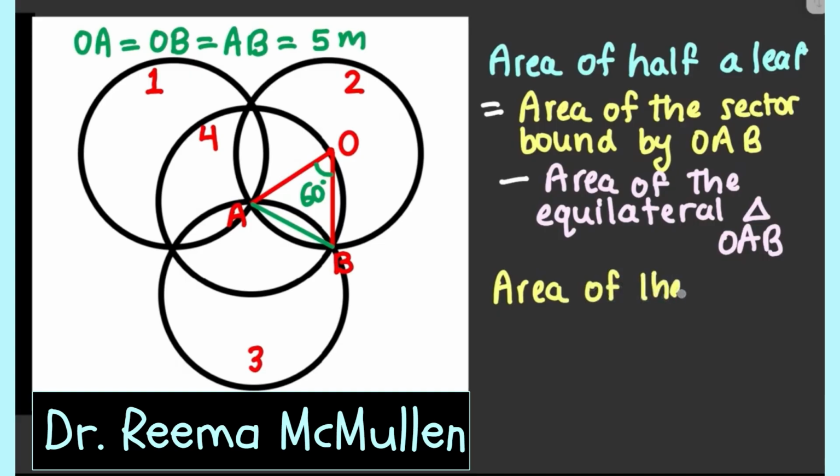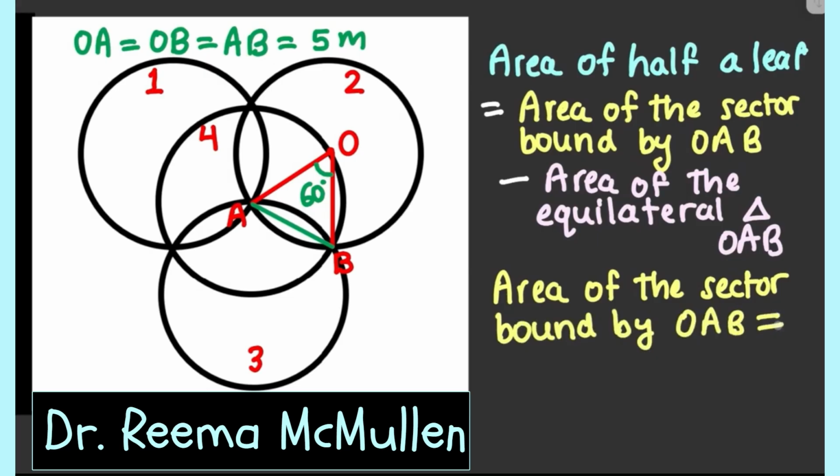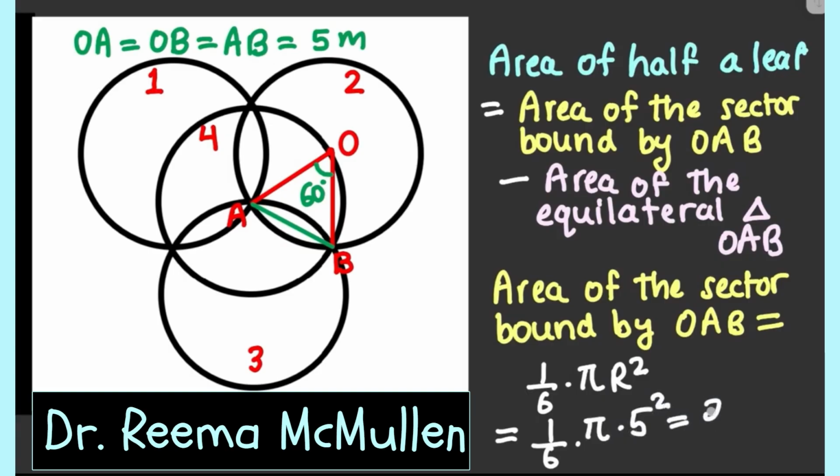Area of the sector bound by OAB is equal to what? It is equal to 1/6 times pi r squared. 1/6 times pi, r is 5, square it. So what do we get here?